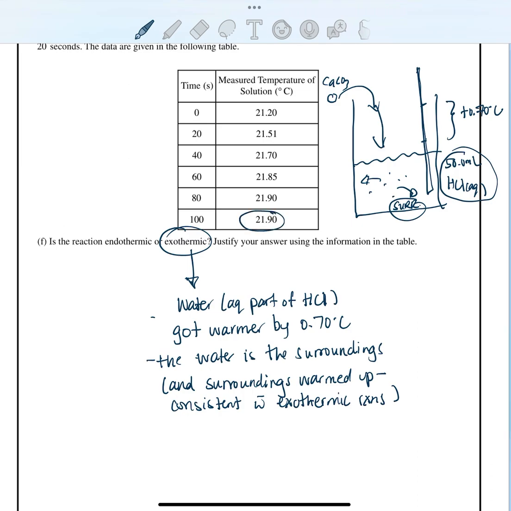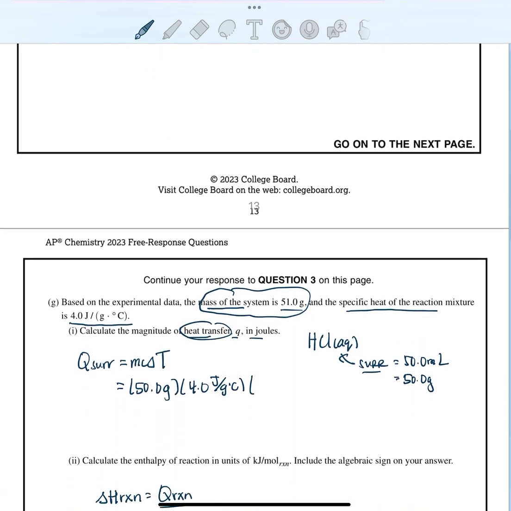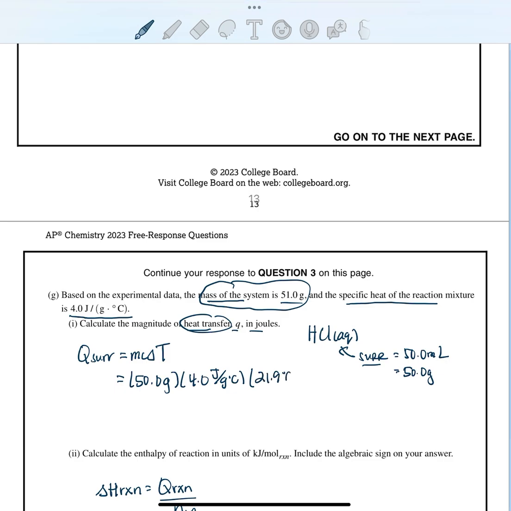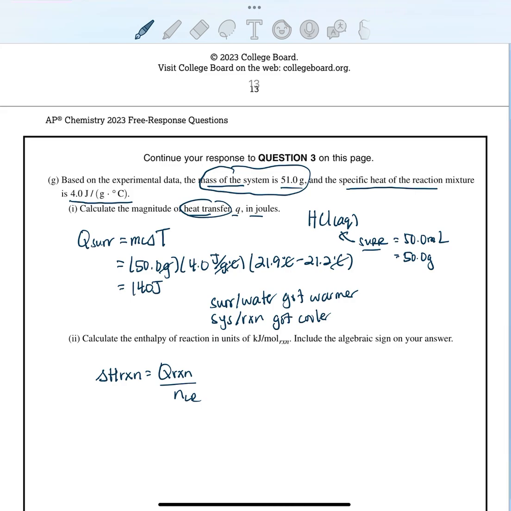So it's 21.9 minus 21.2 degrees Celsius, which is 0.7 positive. Grams cancels out with gram, degrees Celsius cancels out with degrees Celsius. My answer will be in joules, and I will get a positive 140 joules. This means 140 joules transferred to the water. So the surrounding water got warmer, and the system, which is the reaction, got cooler. It lost energy. Knowing that is going to help me solve the last one, which is the enthalpy of reaction.